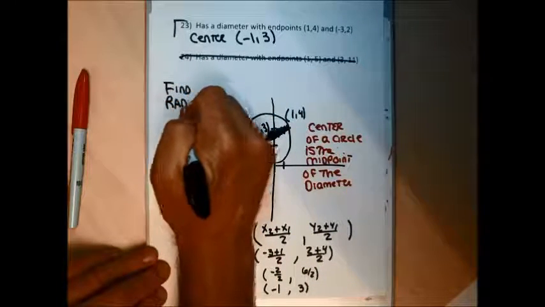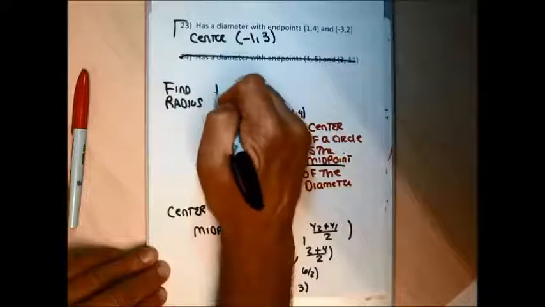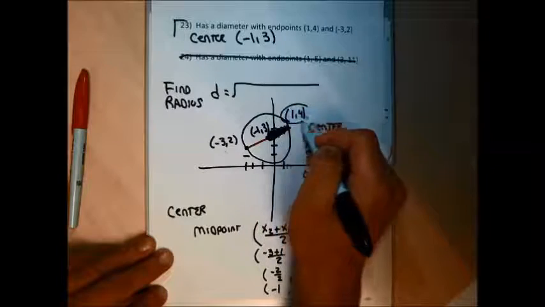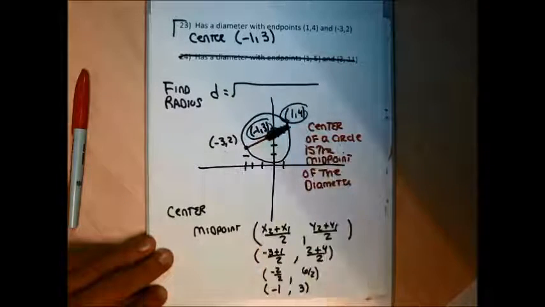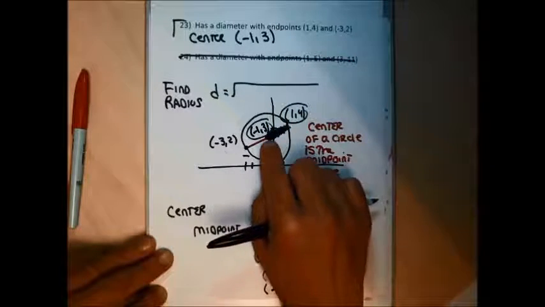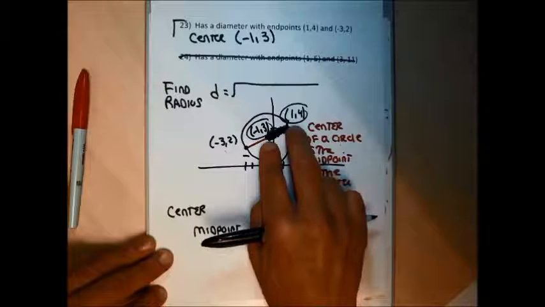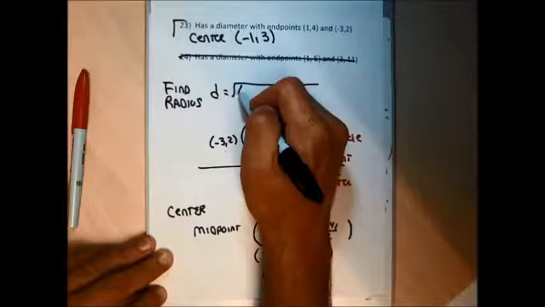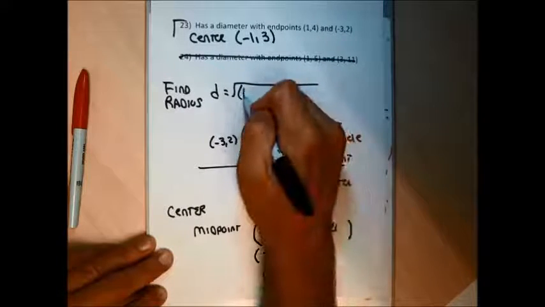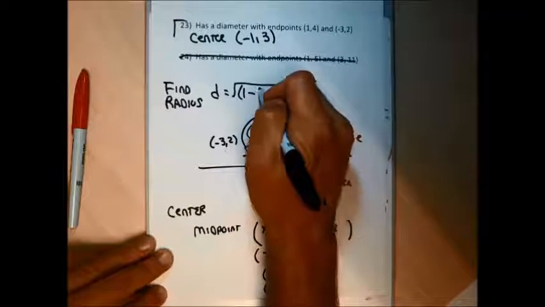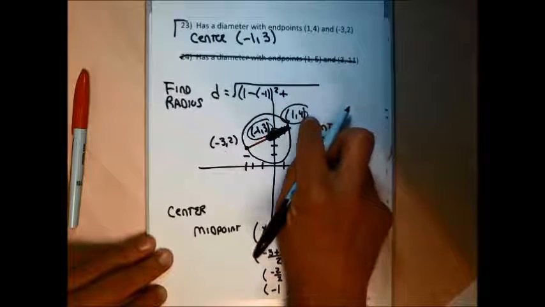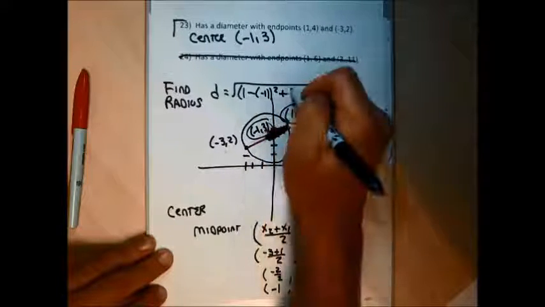And I find the radius using the distance formula. I'm going to choose these 2 points to find the distance between them, because the distance between the center and any point along the edge of the circle is going to be a radius. So I'm going to go x2 minus x1 squared plus y2 minus y1 squared.